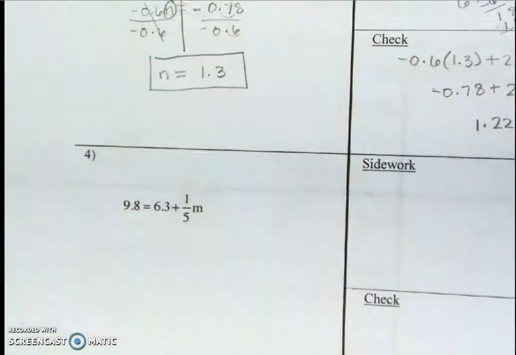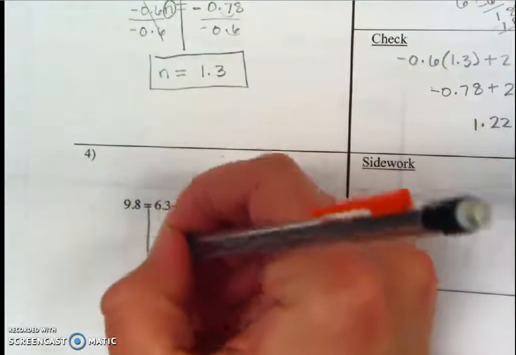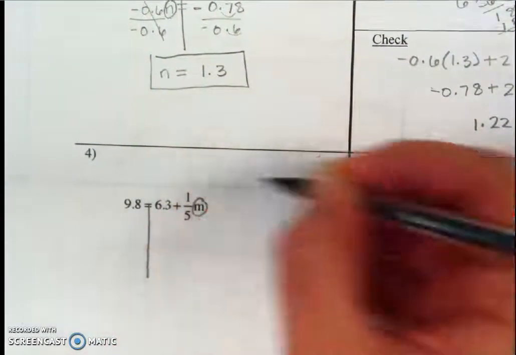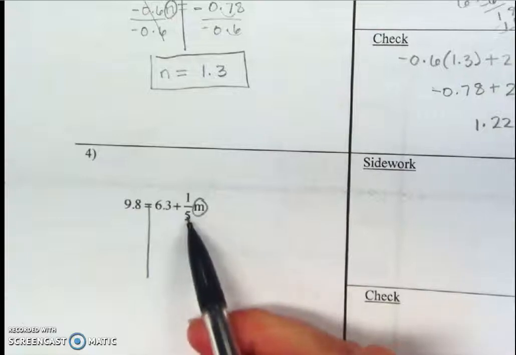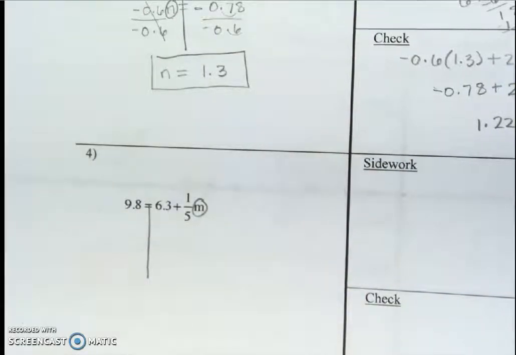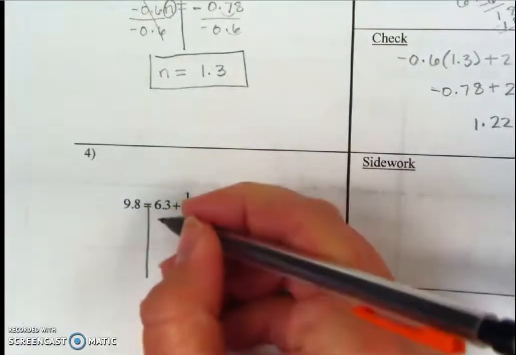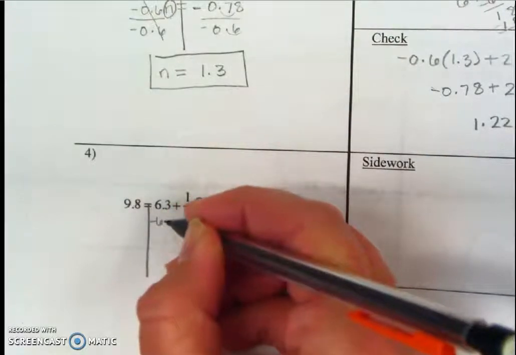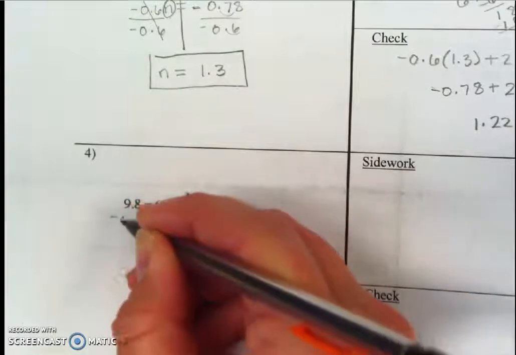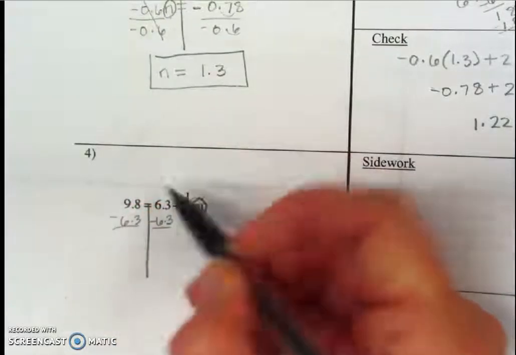All right, one more just so you could see what it looks like when it's a little bit mixed up. Let's draw the line, circle the variable. This time they're multiplying this variable by 1/5 and then adding 6.3. So the first thing I want to get rid of is this 6.3, the constant. So let's subtract it from both sides. Minus 6.3. Well, let's think.